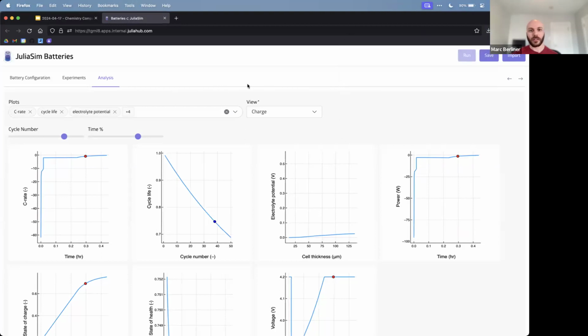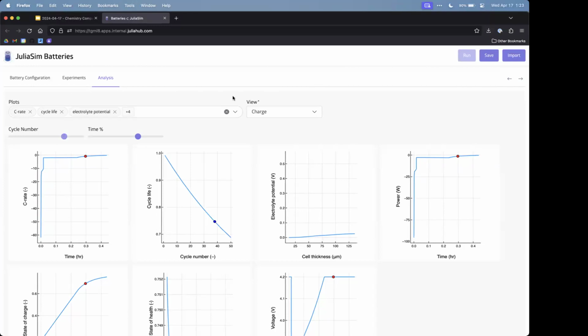Okay, so maybe I'll pause here and see if there are any questions. Yeah, so I think there's a question here on how parallel and series connections are realized from a modeling perspective, and is it a full PDE for each cell, and so on. If you could comment on that.